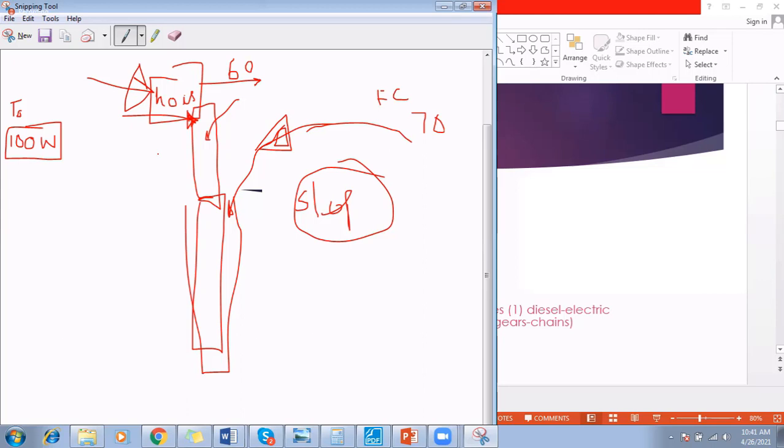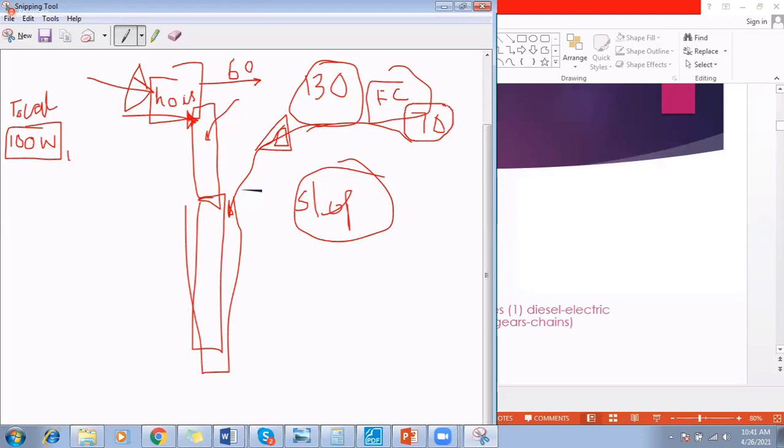So what will happen is that although 60 plus 70 is around 130, which is more than the total power, you can still proceed with the drilling activity with 100 watts. When the hoisting system is running, there will be no fluid circulation, so there will be no consumption of power in fluid circulation.